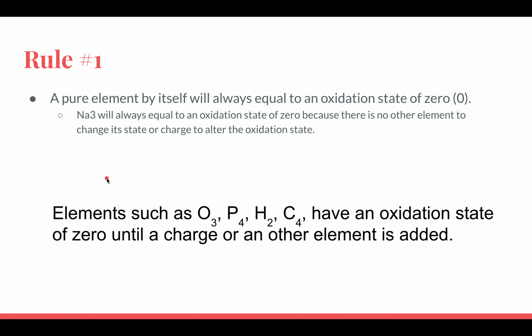There are certain rules when using oxidation numbers, such as rule number 1. A pure element by itself will always equal an oxidation state of 0. Elements such as O3, P4, H2, and C4 have an oxidation state of 0 until a charge or another element is added. So, an element by itself will always equal an oxidation state of 0.